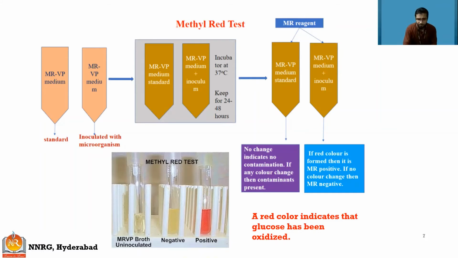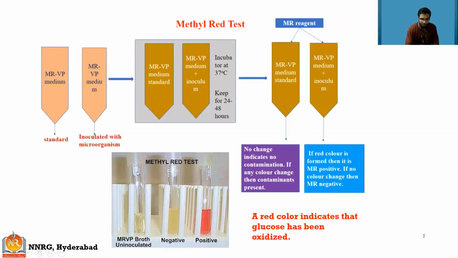You can see here, after adding MR reagent, methyl red reagent, no changes indicates no contamination. No change in color means no contamination, absence of bacteria. If we find any change in color, it means contamination is present. In this case, there was no color in the standard, and in the inoculated, there will be definitely change in color. So if red color is formed, then it is MR positive. If no red color is formed, it is MR negative.